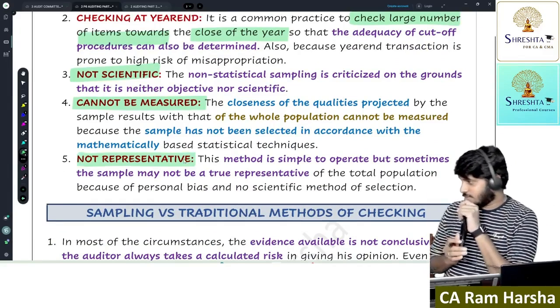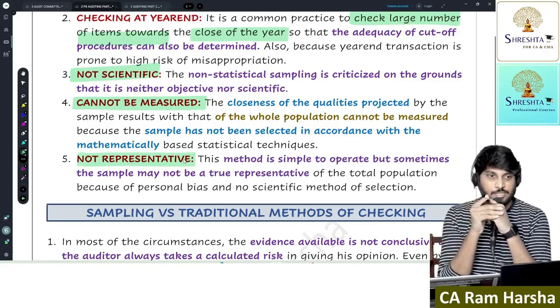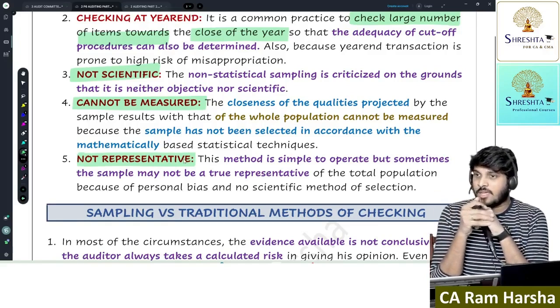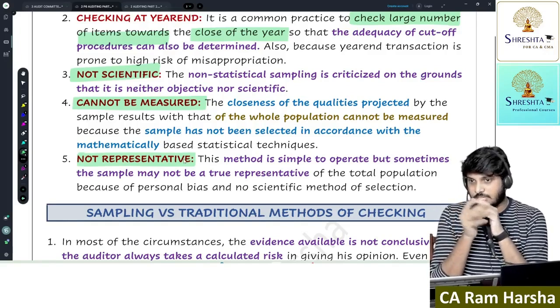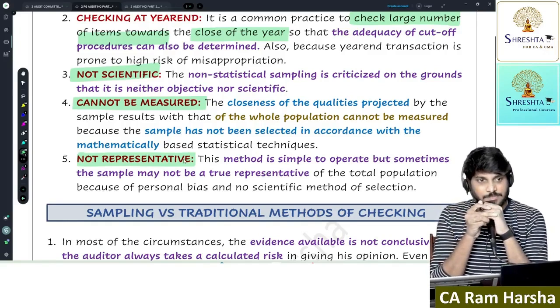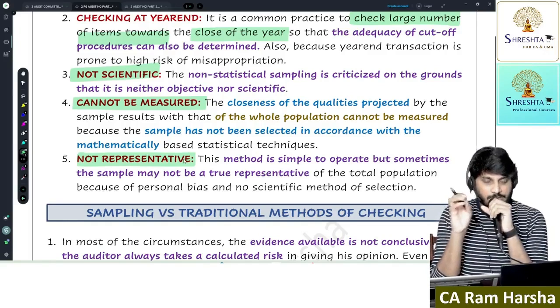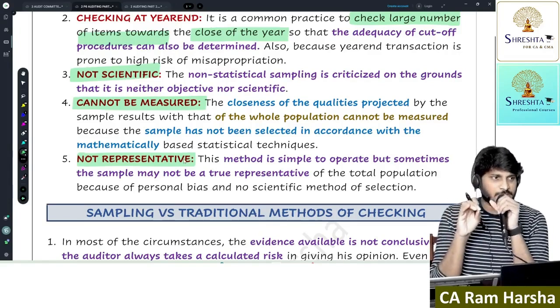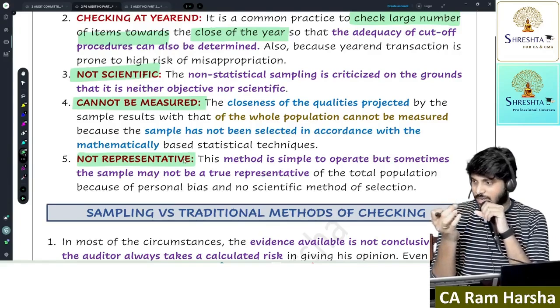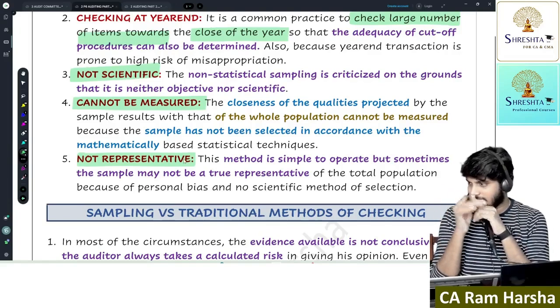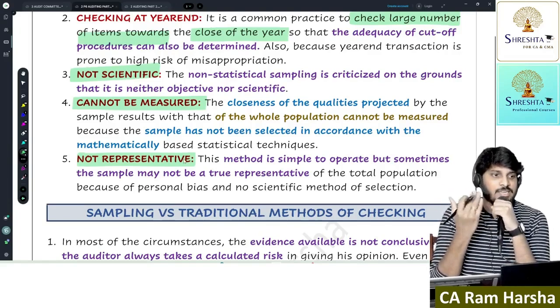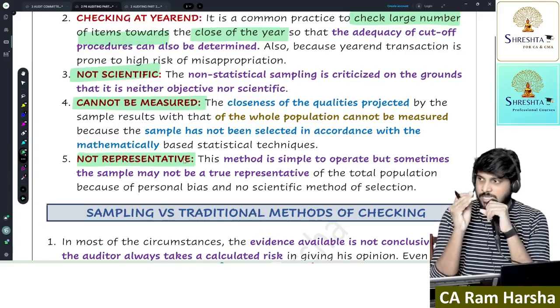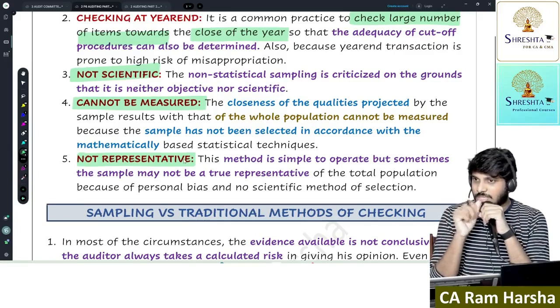Now they have given one MCQ, one correct or incorrect question in one of the exam. Sample size is not a valid criteria to distinguish between statistical sampling and non-statistical sampling. This is a statement. The answer is correct. Sample size is not the criteria to differentiate between.